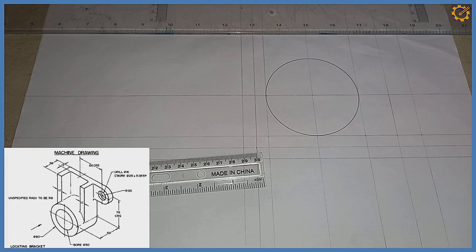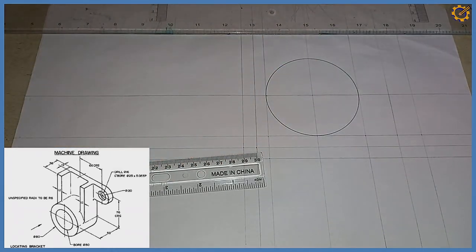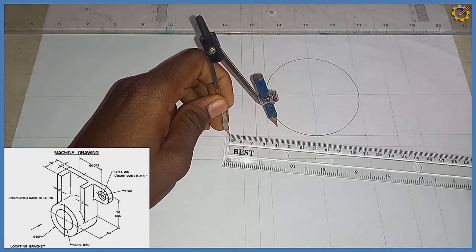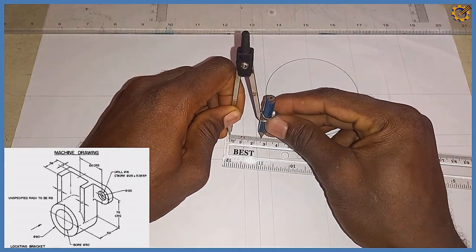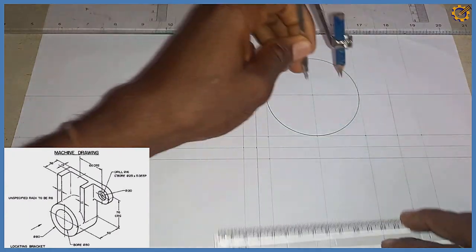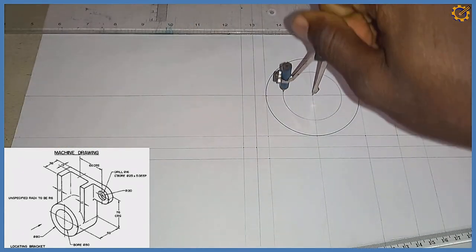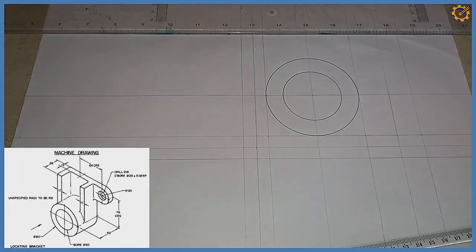Inside of it, we are told we have another circle or cylinder of diameter 50. Diameter 50, the radius will be radius 25. So picking my ruler, I measure radius 25, which is this. With radius 25, from this same midpoint, I produce this right here.